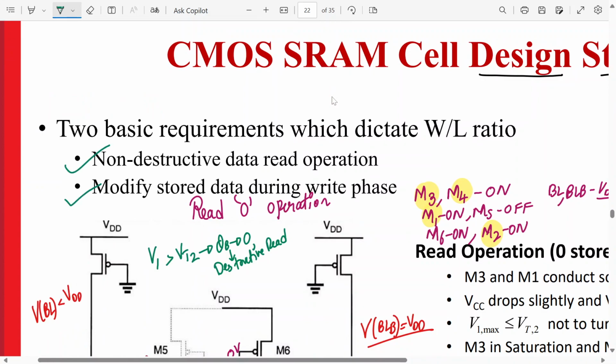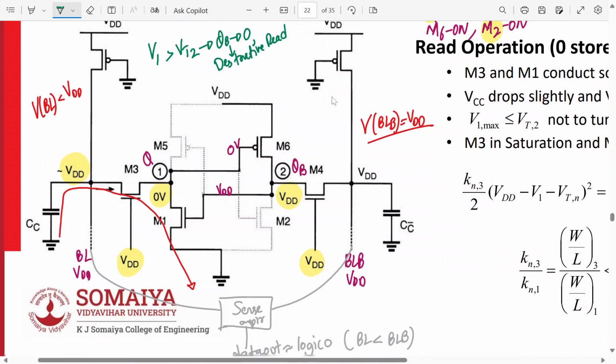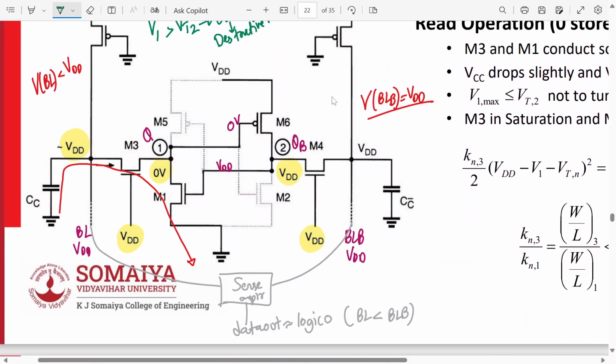And we can modify the stored data during the write phase. These two conditions should be satisfied. So to prevent this, what should you do? As you told initially, make M1 stronger, no? Yes or no? And M3 weaker. That means W by L of 3 should be less than W by L of 1. Is that correct?